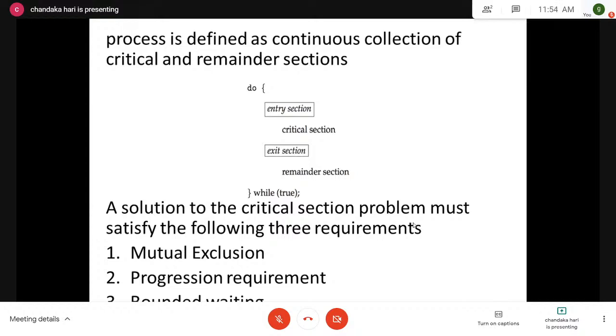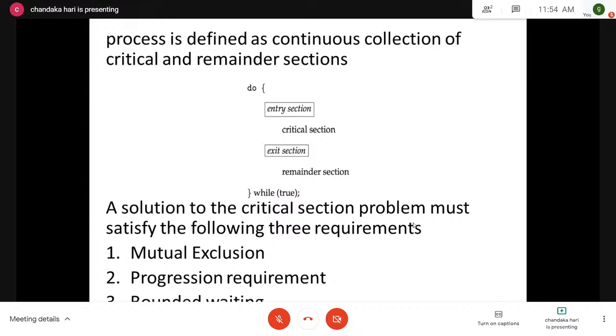In a similar manner, suppose a high priority process is not the only one allowed to enter the critical section every time; we need to give some priority to the other processes also. That's why we use the aging concept. That is also going to be considered. These are the three requirements that must be satisfied for any critical section problem.